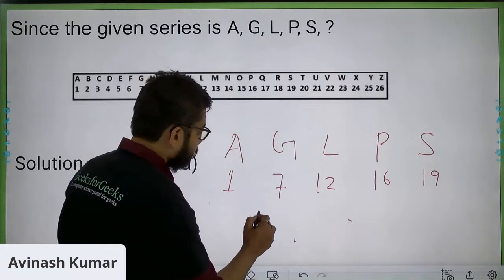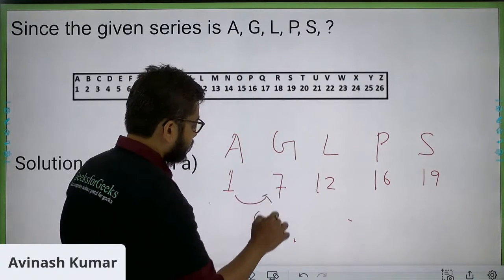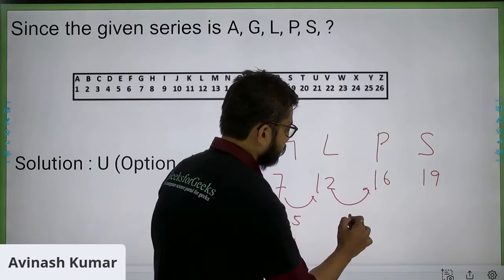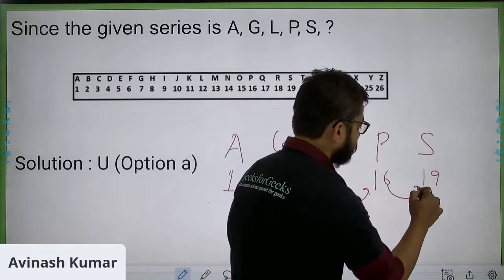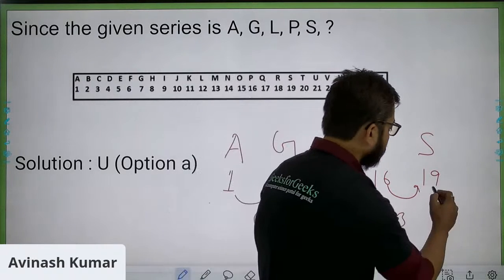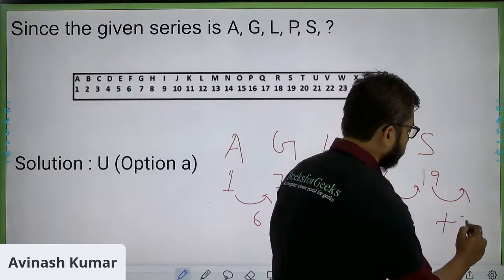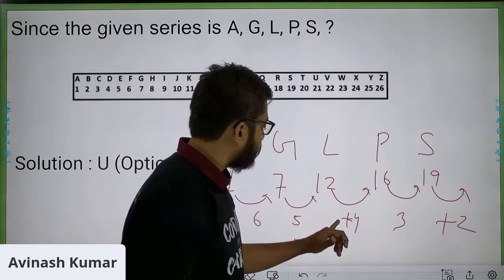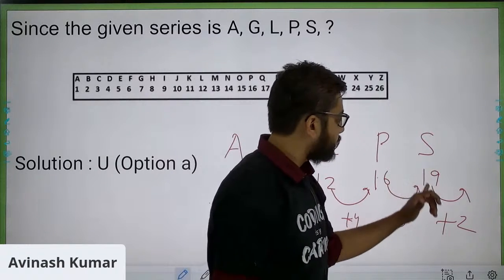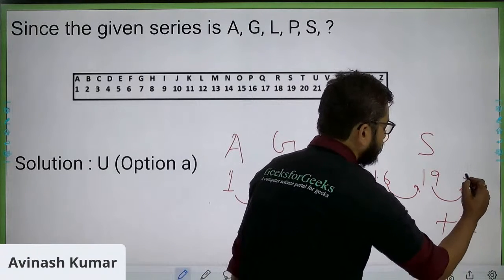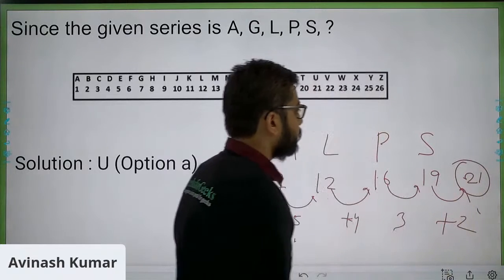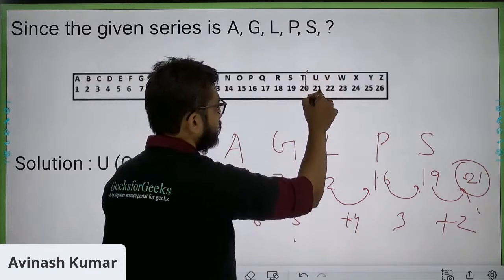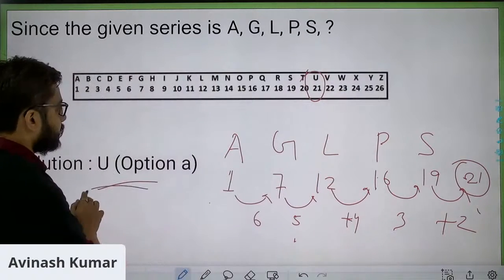So they have a difference of 6. I'm just checking this one. 7 and 12, they have a difference of 5. They have a difference of 4. They have a difference of 3. It means that the next number which will come at that place definitely has a difference of 2. So 1 plus 6 is 7, 7 plus 5 is 12, 12 plus 4 is 16, 16 plus 3 is 19, 19 plus 2 is 21. So the letter coming at that place would be the one exactly at number 21. The 21st letter is U, our option number A.